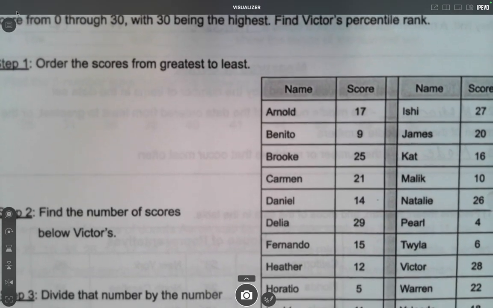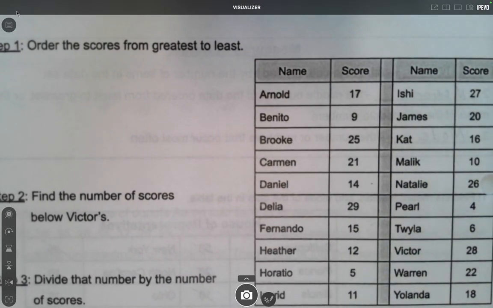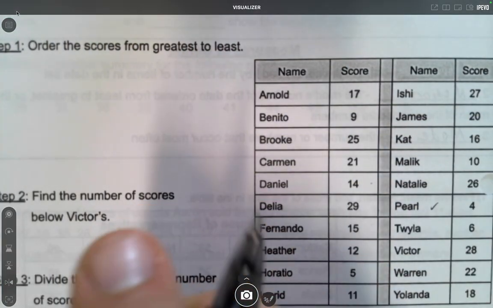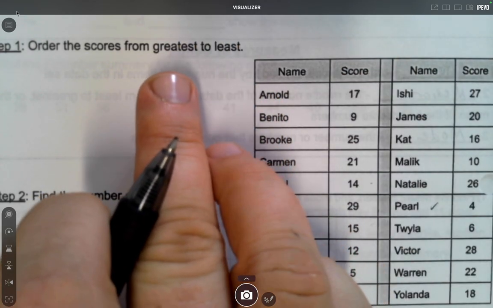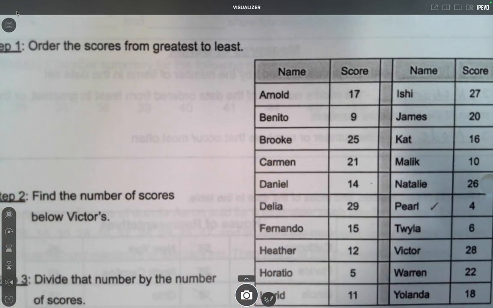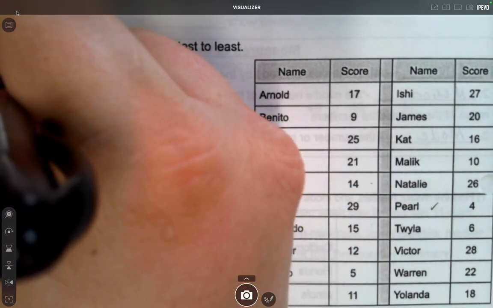So we want to order them from least to greatest. Okay? So as I'm scanning through this, looks like 4 is the least, so I'll put 4 first. Oh wait, sorry. It's important to read directions. Here I am doing the video and nearly did this backwards. Order the scores from greatest to least. So I need to not do Pearl's score yet. Let's see. Okay, 28 appears to be the... Nope, wait. 29. 29 is the highest score.